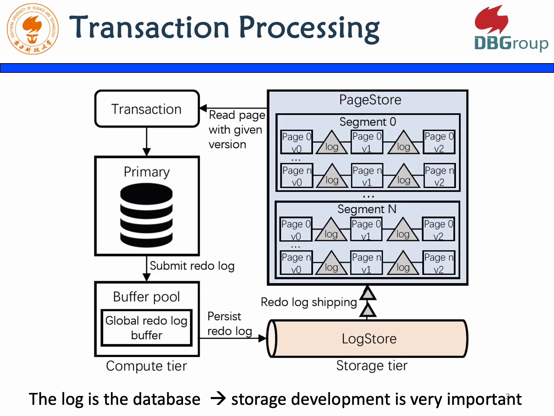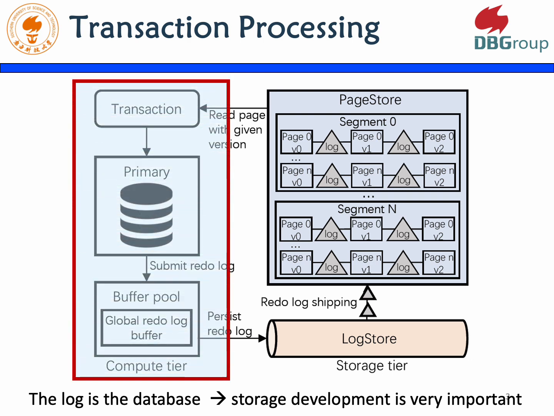Now, we take a deeper look into the transaction processing of VDB at ByteDance, which leverages the idea of the log as the database. In this figure, the transactions from the top application tier are processed by the primary database kernel in the middle compute tier. Each transaction derives a set of redo logs that record the page modifications.